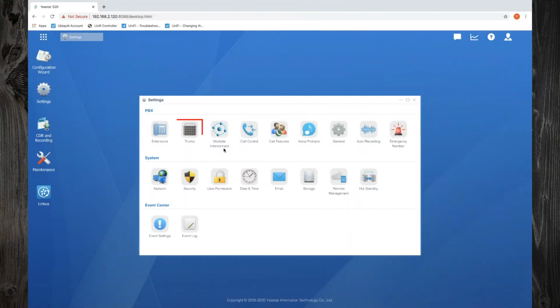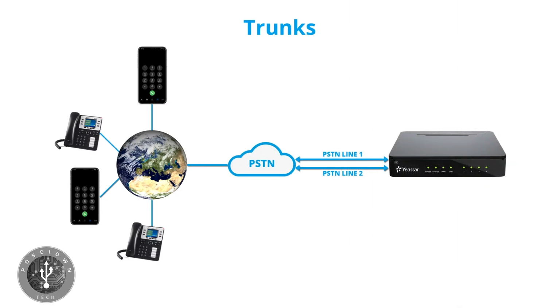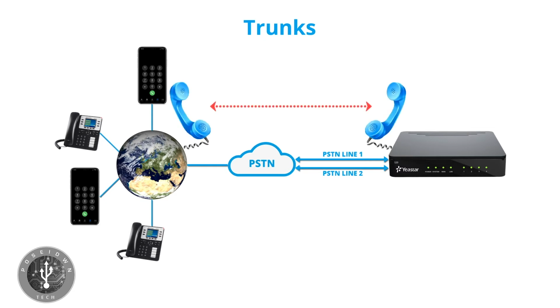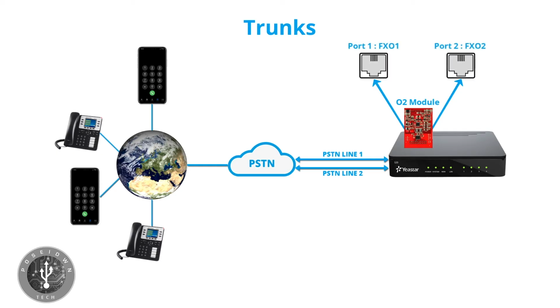Back to PBX. Select Trunks. Trunks are the available channels in order for the system to communicate with the outside world. So Trunks allow you to make or receive calls from outside world. Since I have PSTN Lines, the O2 module is required, adding to PBX two FXO ports. One for PSTN Line 1 and one for PSTN Line 2.